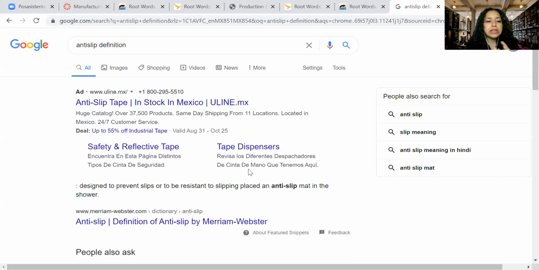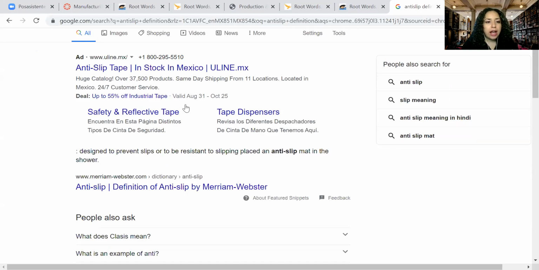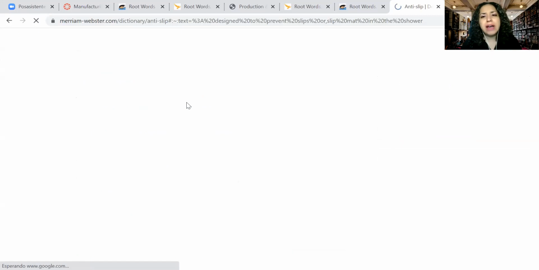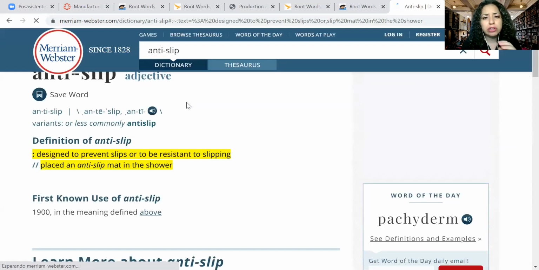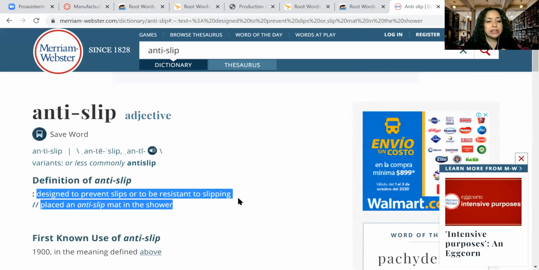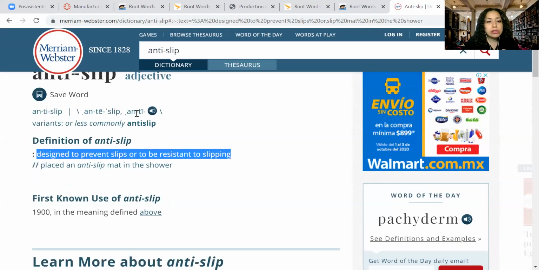So if we go and check the definition, a very nice and recommended place to use is the Merriam-Webster. You're gonna have hundreds of places that you can look for the definition. The Merriam-Webster is a very good, commonly used English dictionary. So you can check it over here. It says, designed to prevent sleep or to be resistant to sleeping. And it also gives us, look, the phonemes.